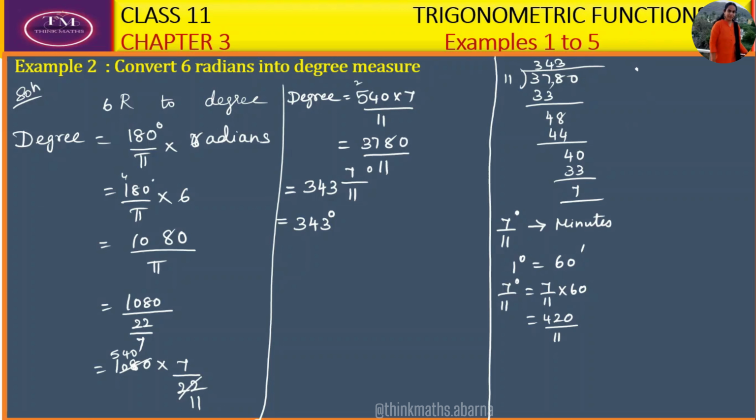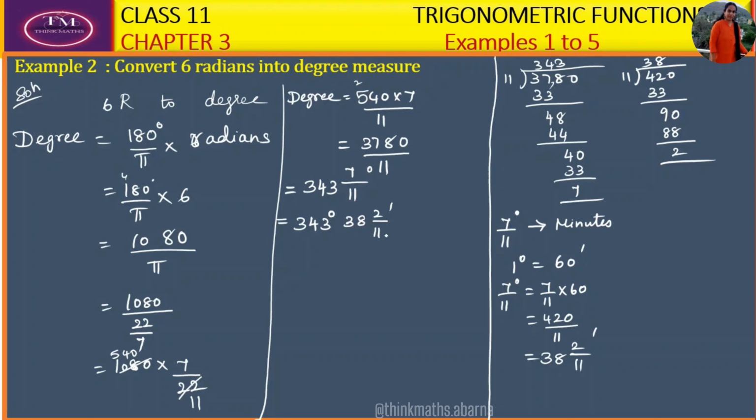Now we have to again divide this number 420 by 11. So it takes 3 times. 3 11s are 33. Balance is 9, 0. So 8 11s are 88. Again we have remainder is 2. Now it can be expressed as 38, and the remainder is 2 by 11. So this 7 by 11 degree is 38 2 by 11 minutes.